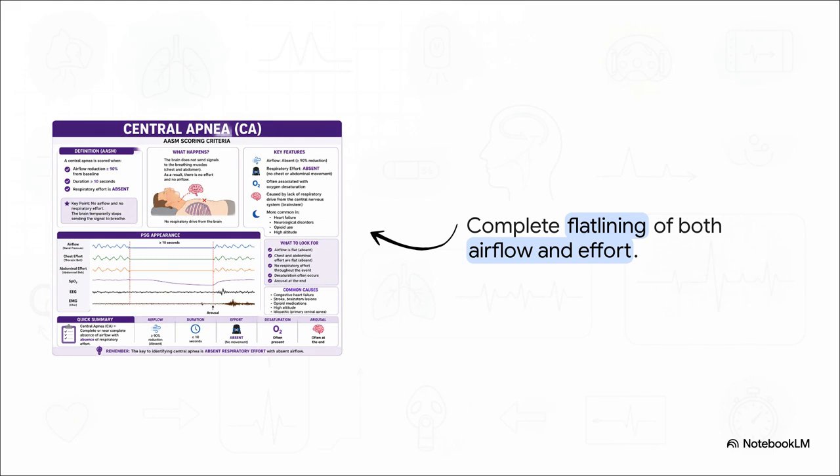This chart brilliantly illustrates that electrical failure. Eerie, isn't it? It's just so quiet. The blue airflow line is completely flat, meaning zero air is moving. But unlike the obstructive chart where the chest was fighting so hard to breathe, here the green and orange effort channels are totally flat too. No effort, no airflow. It's literally just a total pause in the entire system.